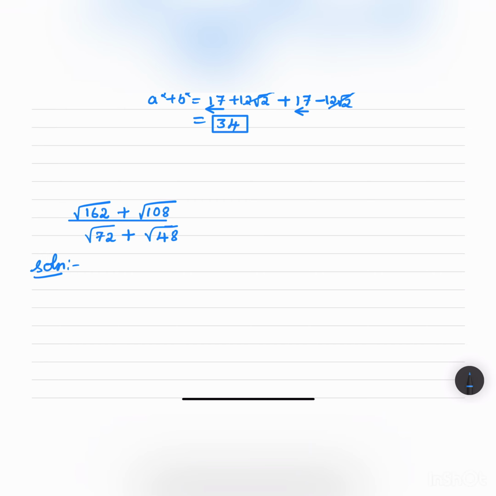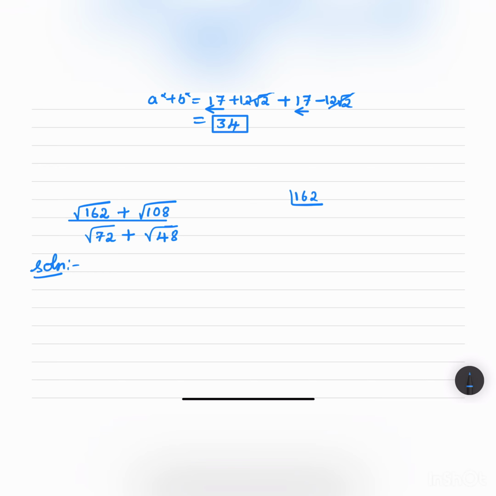Root of 162 plus root 108 by root 72 plus root 48. In this case, we don't have any perfect square number. So what we are supposed to do is write this in such a manner that at least one factor should be a perfect square number. So let us go with 162 first.